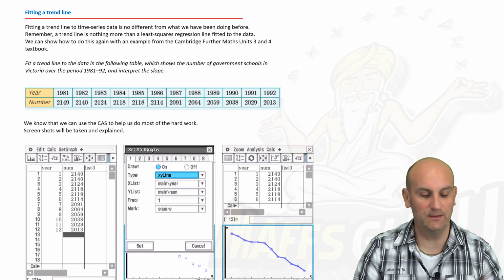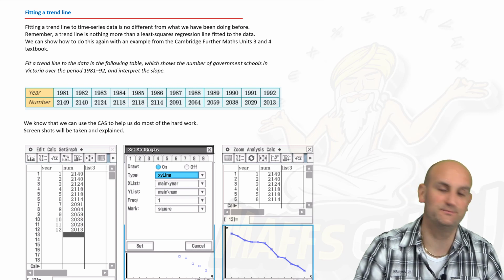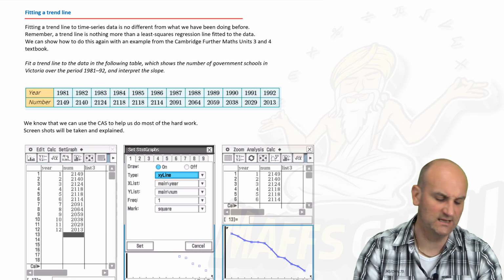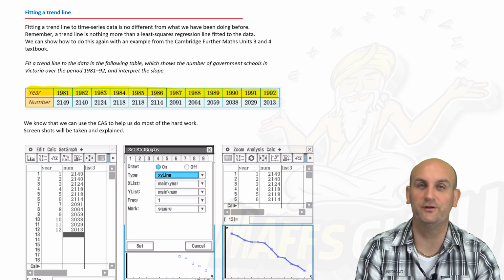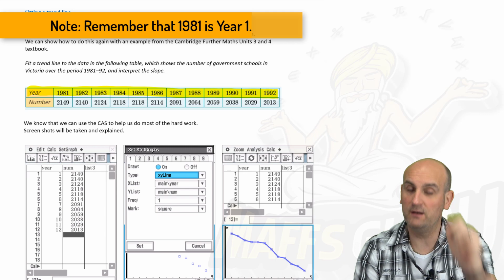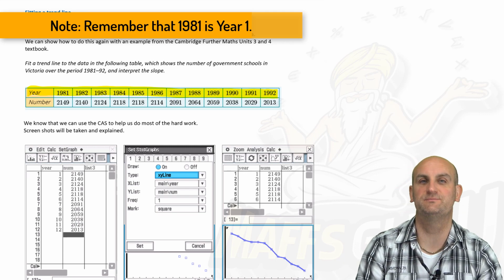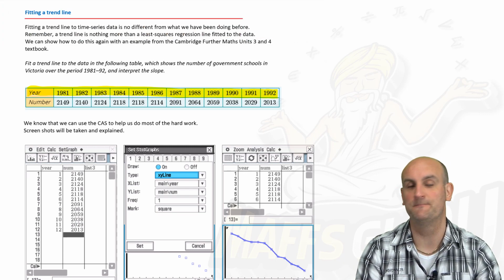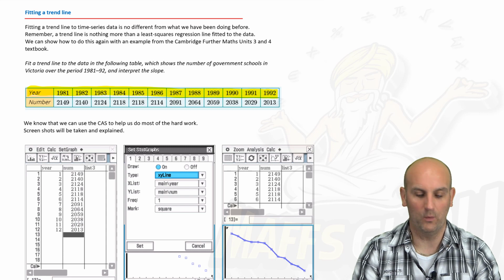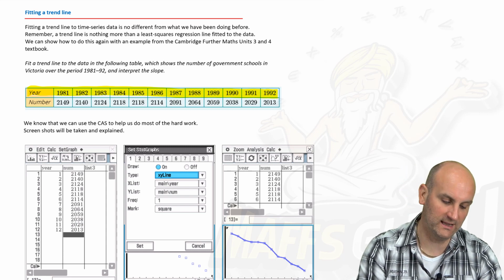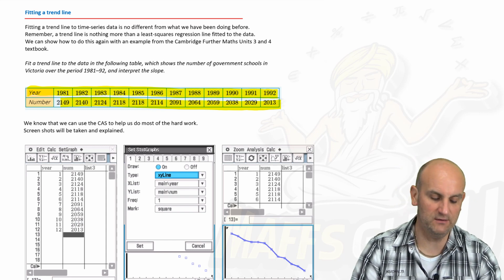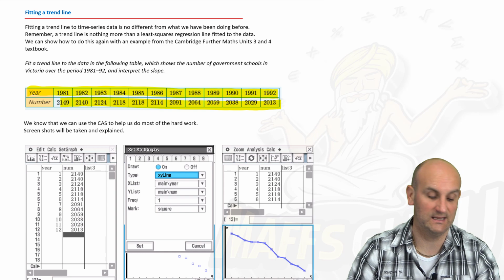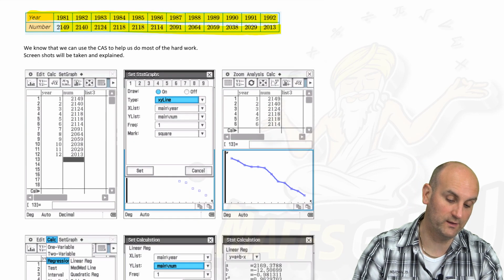We've got some examples here from the Cambridge Further Maths textbook. Thank you very much, Cambridge, for providing these. The year numbers are given, 1981 all the way through to 1992. I'm not going to put those into my spreadsheet or my statistics sheet. I know I'm going to have to number those 1 through whatever it gets to. And I've got these numbers here, which is the number of government schools in Victoria over that period. Realistically speaking now, the CAS is going to do all the hard work for me.